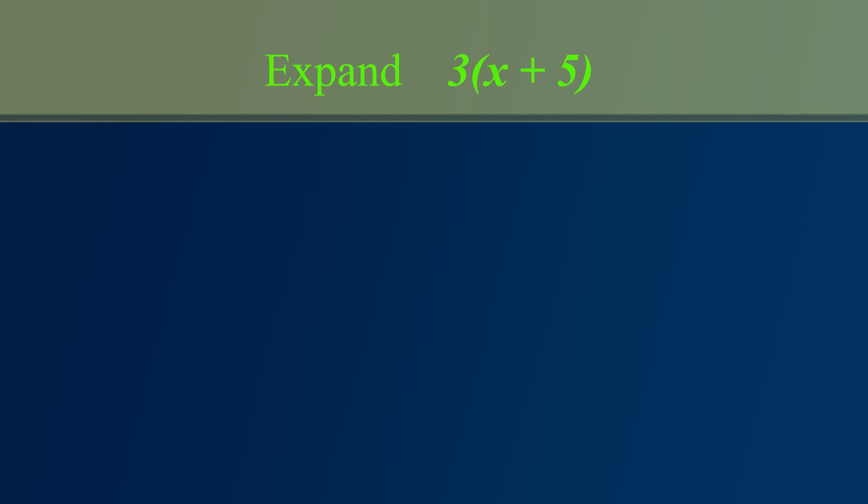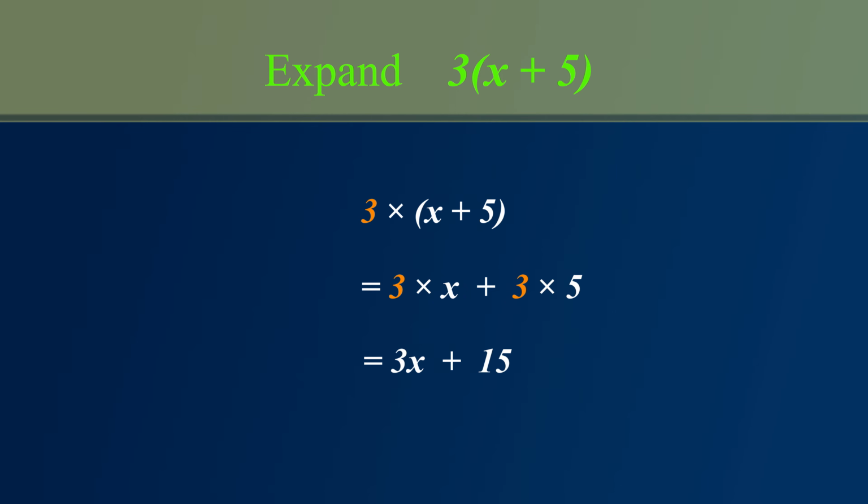First, let's quickly revise how to expand a simpler expression with parentheses. Let's expand 3 multiplied by x plus 5 in parentheses. Remember that 3 is multiplied by the x and 3 is also multiplied by the 5. So 3 times x is 3x and 3 times 5 is 15.